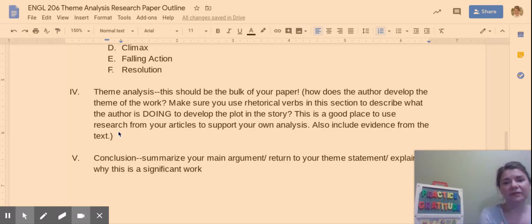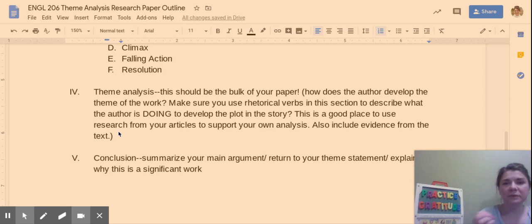And this is where you're answering this question: How does the author develop the theme? What are they using here? Again, what symbols are they using to push that theme? What conflicts are developing? What kind of characterization? What kind of motifs are being used? And how do those all connect to the theme? This is not the place where you're summarizing what happens in the plot, but you're really building an argument about what the author's doing with the text and what kind of intentional choices the author's making to develop that theme throughout the entire work. Make sure you're using your rhetorical verbs in this section.